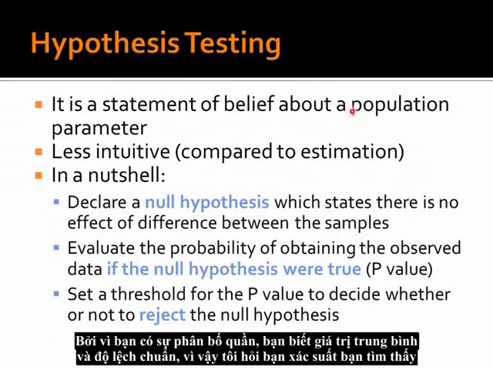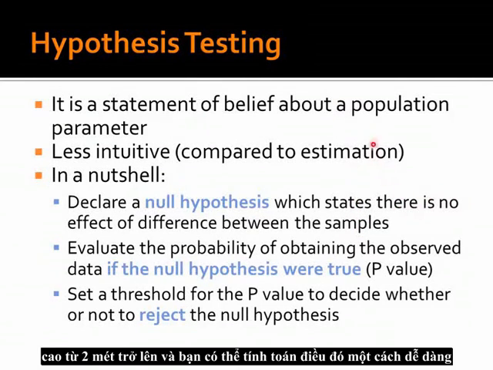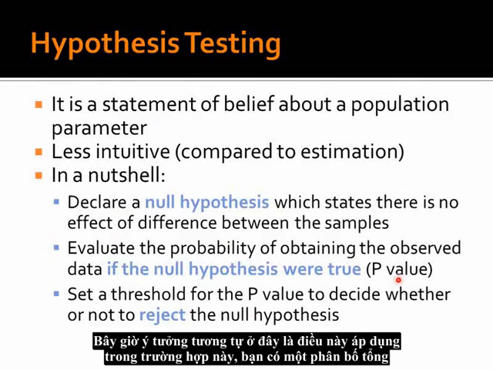So I'm asking you, what's the probability of you going out and finding a random person who is 2 meters or taller, and you can calculate that easily. Now the same idea applies here.